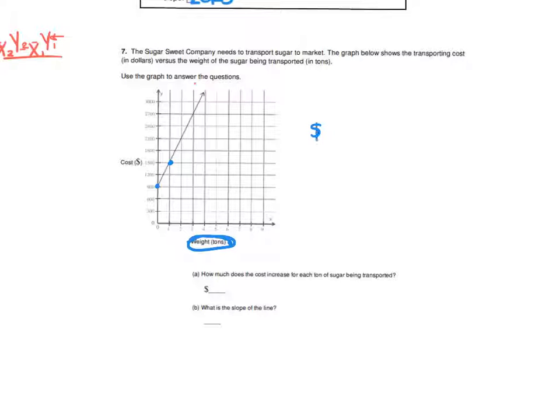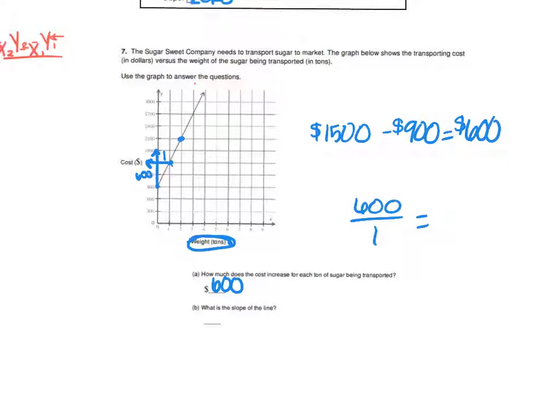Well, at 0 it costs $900, and after 1 ton it costs $1,500. So I'm going to take my $1,500 minus my $900 to get my $600 to transport. Because then if I go from 2 to 3 tons, it goes from $1,500 to $2,100, which is an increase of $600 again. Essentially, we have just found the slope as well. My rise was 600, my run was 1, 600 over 1 is simplified down to 600, and that is your slope as well.